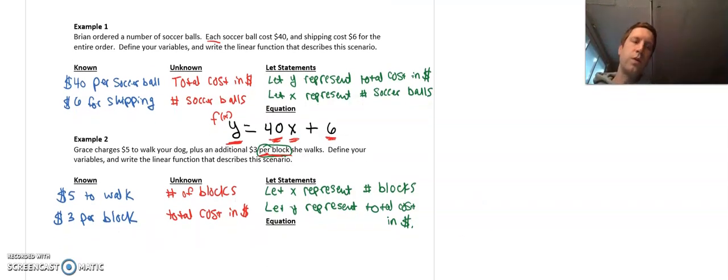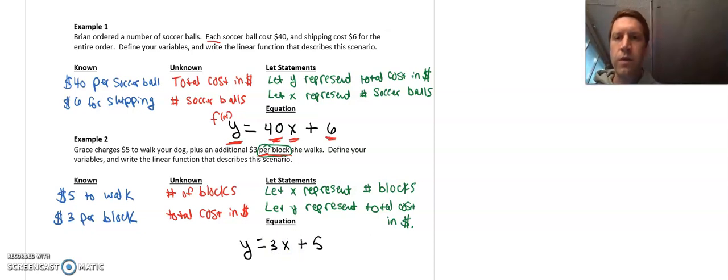Okay. So let's see, what's this total cost going to be? How am I building up to that? Well, I have a starting value or starting cost of $5, right when I sign up to have my dog walked. Then it's going to be $3 times however many blocks Grace walks. And that should give me my final value. Okay, so y equals mx plus b. So my final value is going to equal your starting value plus $3, which was my m, times the number of blocks.